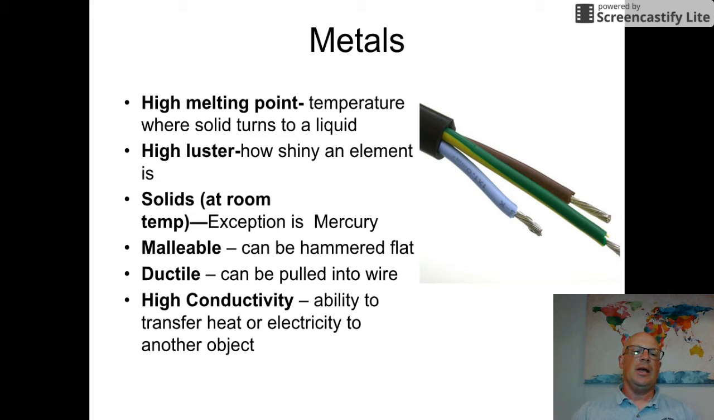Conductivity is the ability to transfer heat or electricity to another object. Metals are very good at transferring electricity. Electrons flow very easily on them. That's why we use them for wiring in our houses and our computers and things like that. And they also transfer heat very well. Again, that's probably something you kind of just know from cooking, or if you've ever touched a piece of metal that's been sitting in the sun. Heat conducts very well, as well as electricity, in metal.